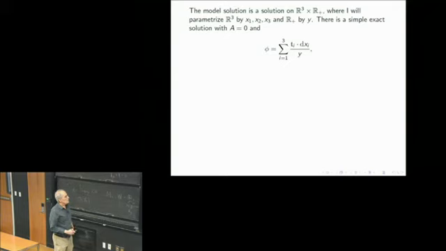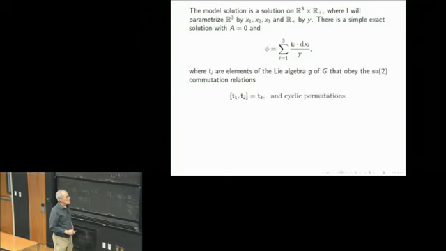There's a simple exact solution where A is 0, and phi is what I've written, where the t's are just constant elements of the Lie algebra of G that obey the SU2 commutation relations, which I've written here. So the t's are just fixed elements of the Lie algebra that obey the usual SU2 commutation relations. And you can check that this gives an explicit exact solution of the equations. And as I said, it has a singularity. It's singular at y equals 0.